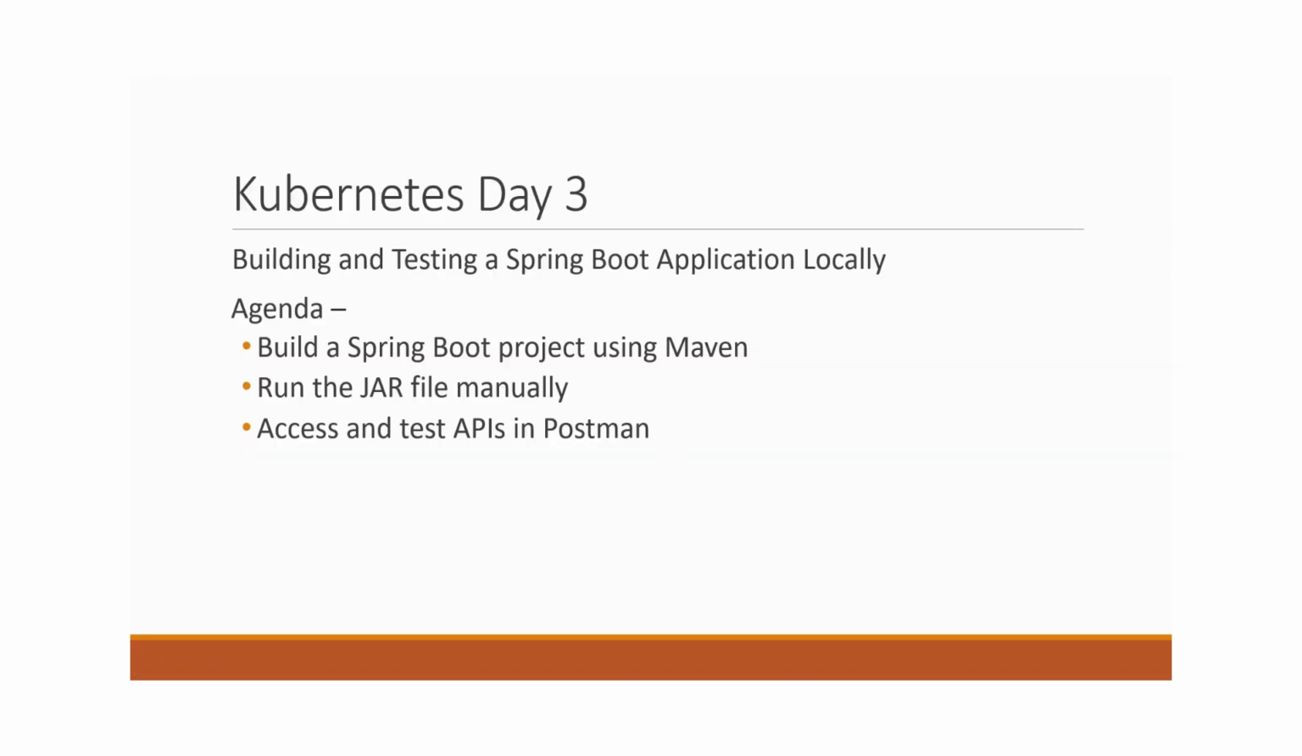In continuation of our Kubernetes series, today we are going to build and run a Spring Boot application locally and then test its APIs using Postman or any browser. I will start with the manual steps because as a DevOps engineer, it's important to first understand how the build and deployment process works before jumping into automation.